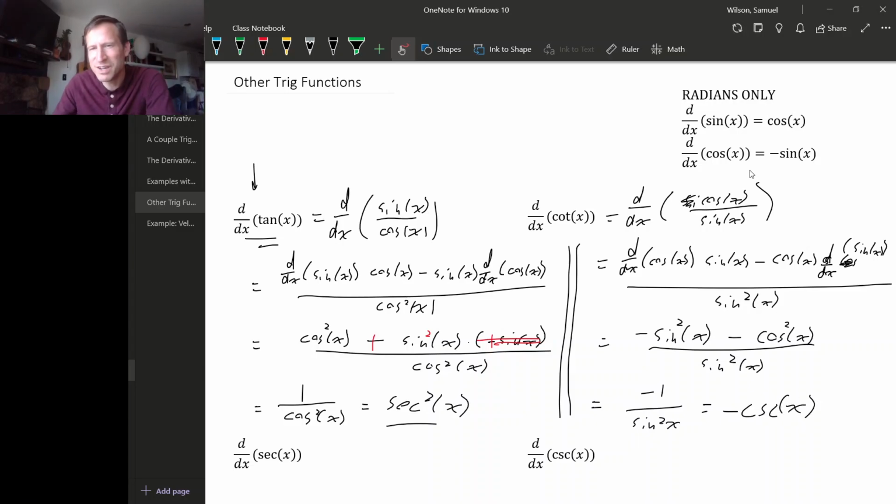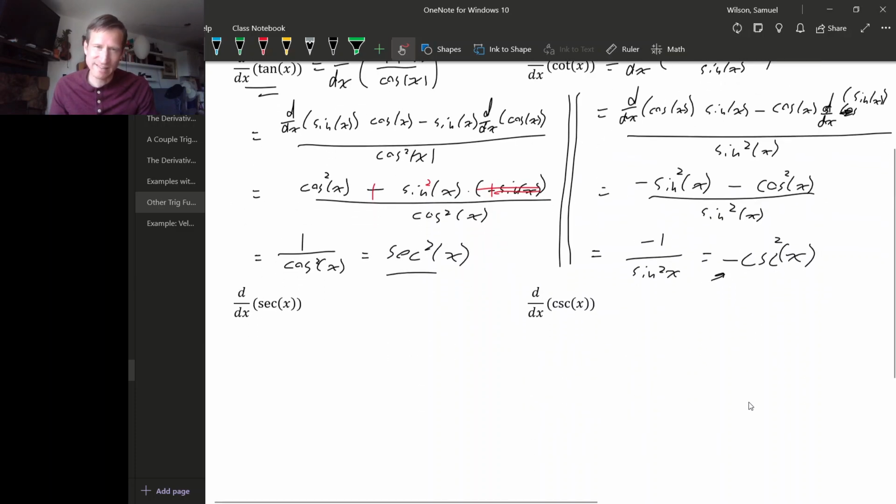So, based on the fact that cotangent is the reciprocal of tangent, it's not a big surprise that we get a cosecant instead of a secant here. Oops, this should be squared. It's not a big surprise that we get cosecant squared instead of secant squared, but we actually also get a minus sign, which is a bit of a surprise. Okay, now let's try secant.